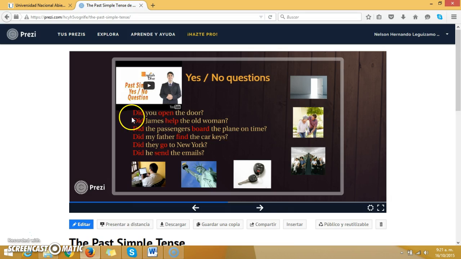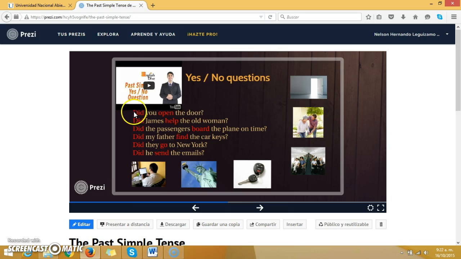Well, the first question is, did you open the door? And you can see the picture. Question number 2, did James help the old woman? And you can see the picture. Question 3, did the passengers board the plane on time? And you can see the picture too. Did my father find the car keys? The next question, did they go to New York? And the final question, did he send the emails?